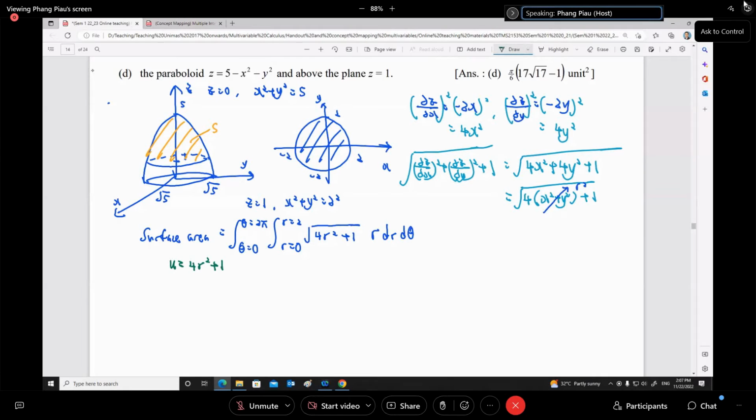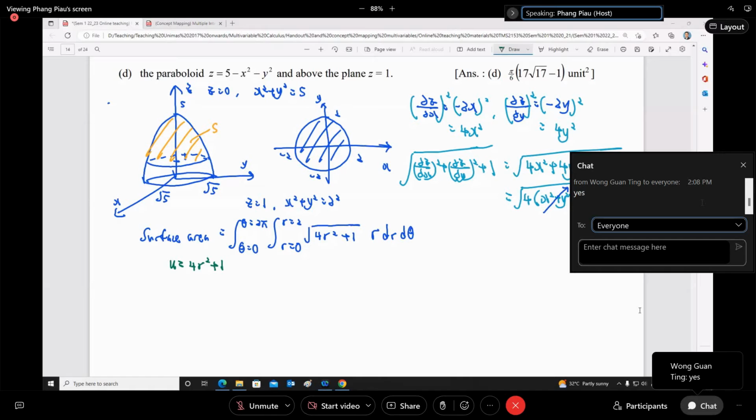Am I too fast? Can you follow? There is no student in front of me that I can turn to, so probably a little bit too fast. I'm sorry for that.